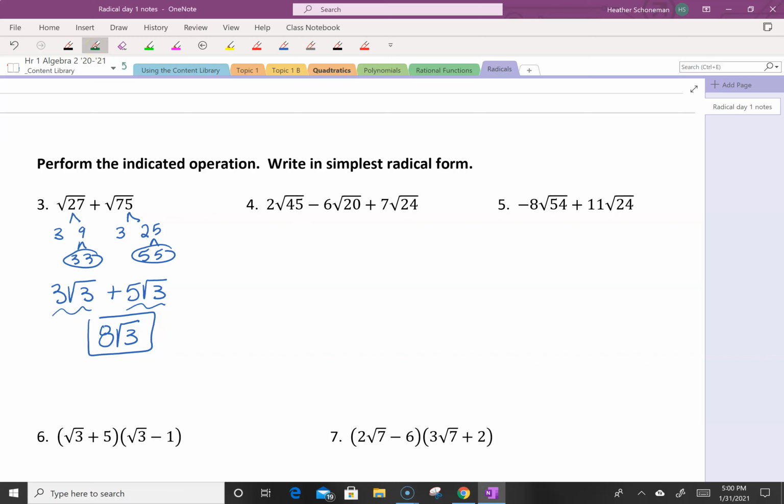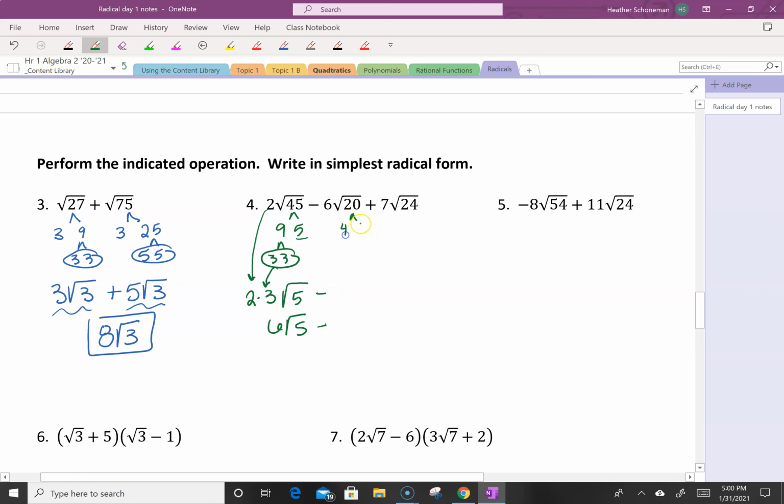Number 4. All right, before I can add them together, I need to simplify them. So 45 is 9 and 5, 3 and 3, so this 3 comes outside, and this 5 is left over. So this is 6 square root 5 minus 20 is 4 and 5, 2 and 2. So the 6 is outside, the 2 comes outside, and the 5 is left over. So I get 12 square root 5.